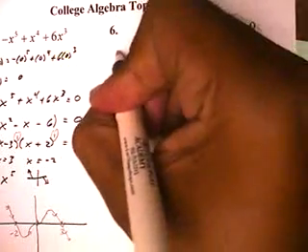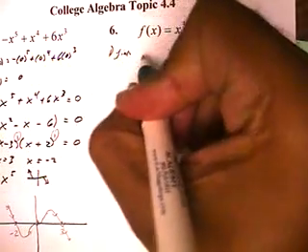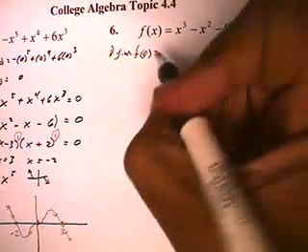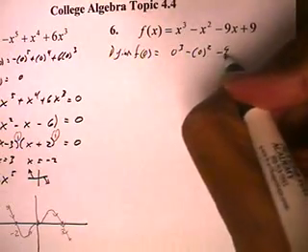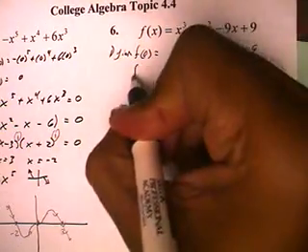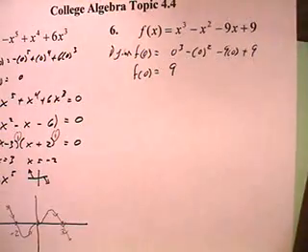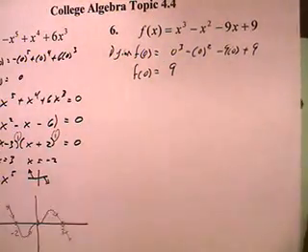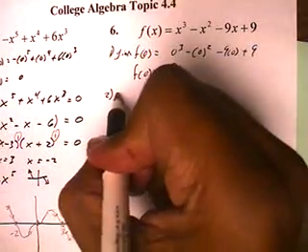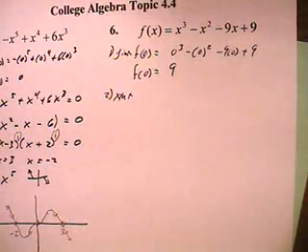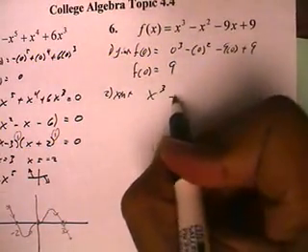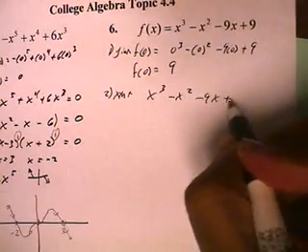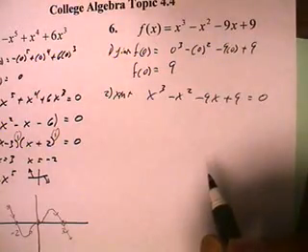Okay, first we're going to find the y-intercept for this function. So the y-intercept we'll find by making all the x's 0. So this will be 0 cubed minus 0 squared minus 9 times 0 plus 9, and 0, 9. That's our y-intercept. Next, our x-intercepts. We'll find our x-intercepts by taking our polynomial x cubed minus x squared minus 9x plus 9, setting it equal to 0, and then solving for x.